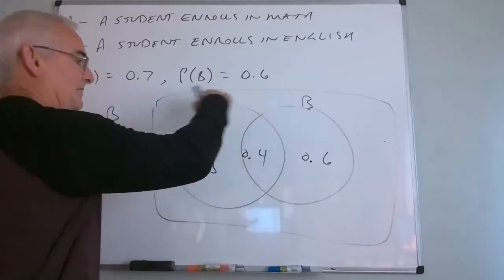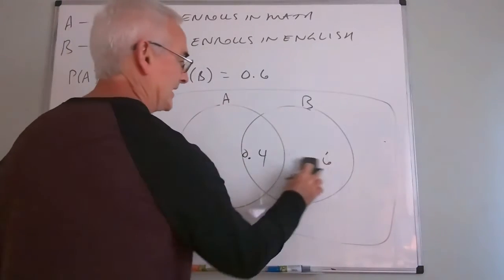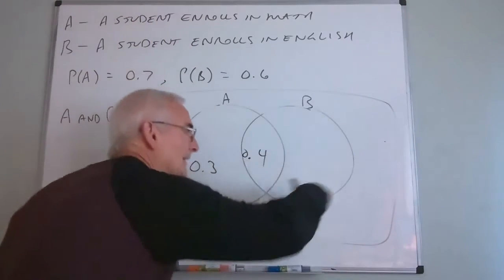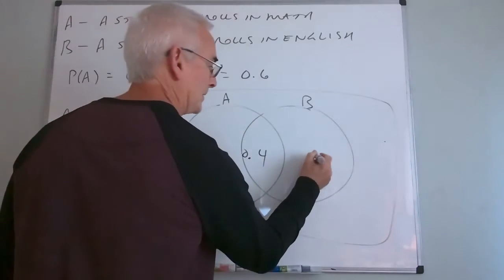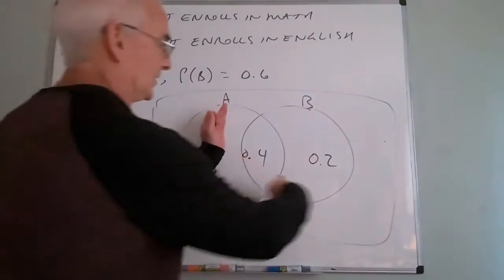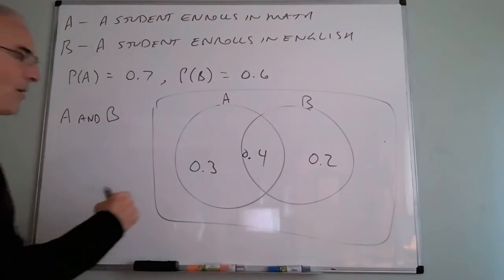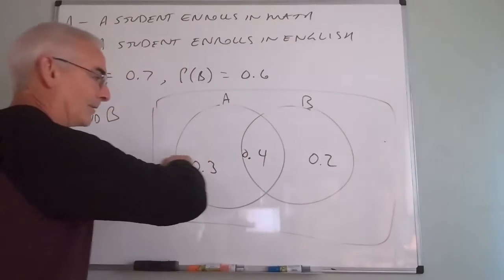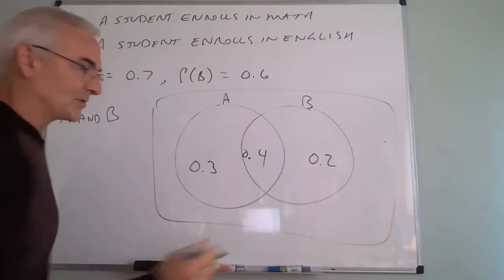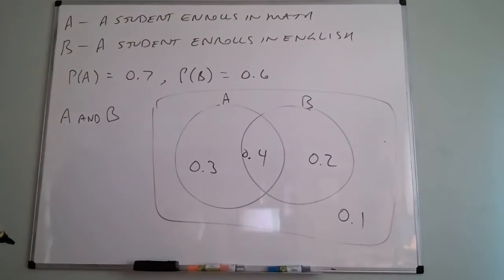Now 70% are in the math circle. So this can't be 0.6. There's going to be 60% of the people in this circle. So the probability of being on here must be 0.2. Now you can see that, oh, okay. So now how many people are here? 90%. That's only 0.9. So that means there's going to be a 0.1 out here. Now my picture is correct.